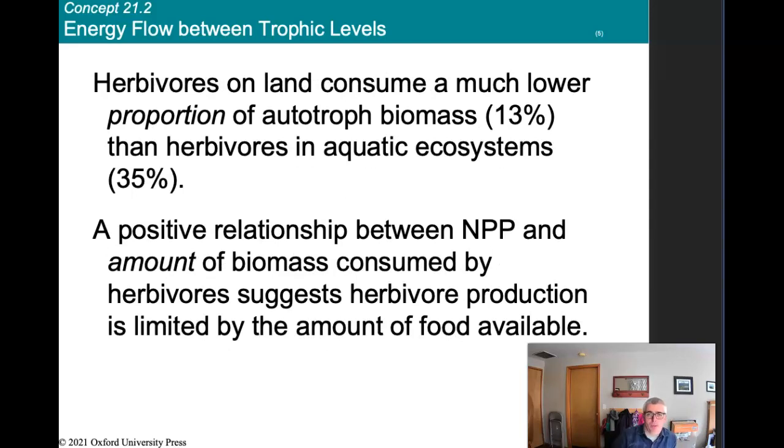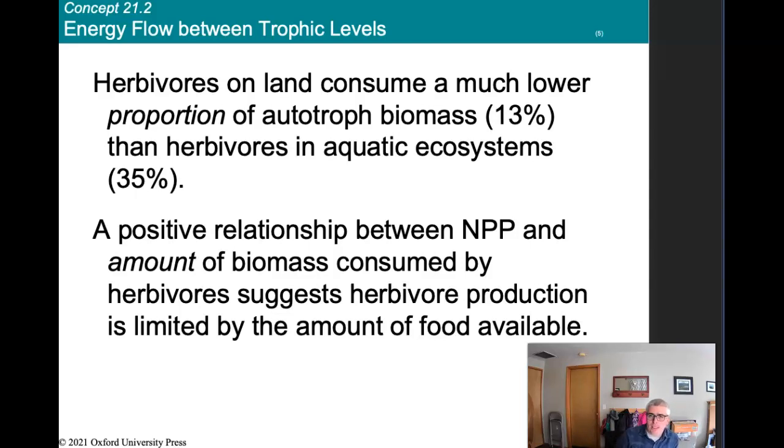Herbivores on land consume a much lower proportion of autotroph biomass, about 13%, than herbivores in aquatic systems, about 35%. Meaning of the biomass of plants, autotrophs on land, about 13% of those get consumed on an annual basis. In aquatic systems, zooplankton, etc., consume about 35% of the autotrophs, in this case primarily plankton. Although there's kelp and other things like that, mostly it's plankton on a mass scale.